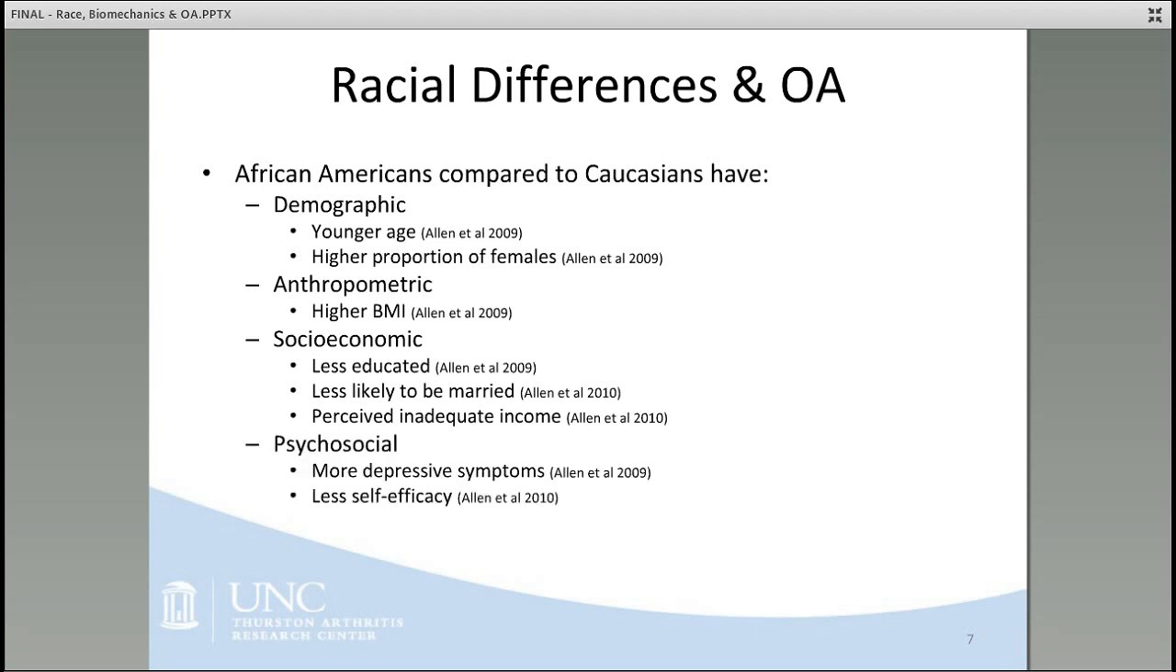They also report more depressive symptoms and less self-efficacy, which is a measure of how certain one is of their ability to perform a certain task or activity. And African Americans also have worse self-reported functional outcomes. So all of this is to say that in a variety of ways, African Americans with OA have been described as being quite different from Caucasians with OA. And these differences may be apparent in other ways as well.